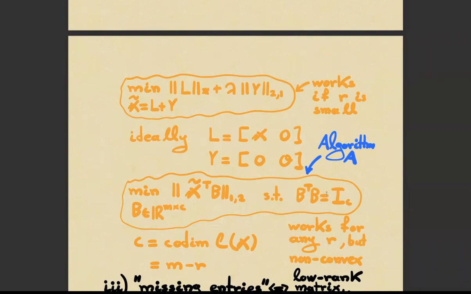Now, this algorithm will play a role towards the end of this talk when I talk about an algorithm for unlabeled principal component analysis. So let's call this algorithm A. It is a robust PCA algorithm with robustness to outliers.